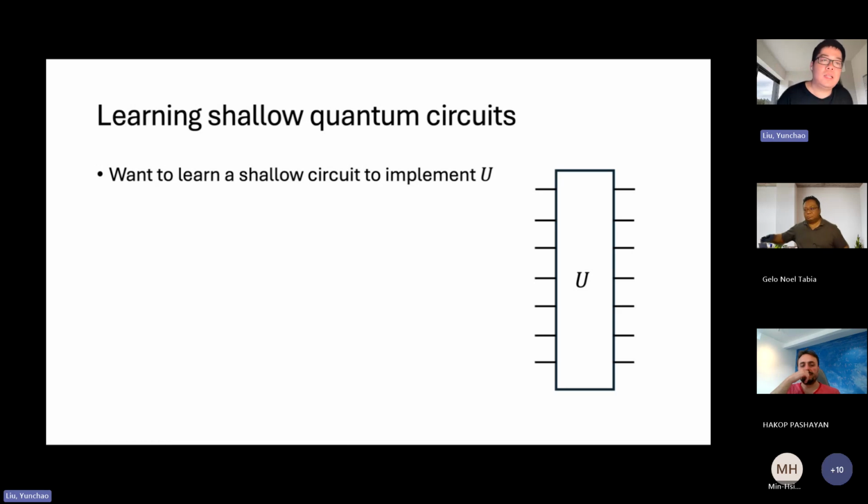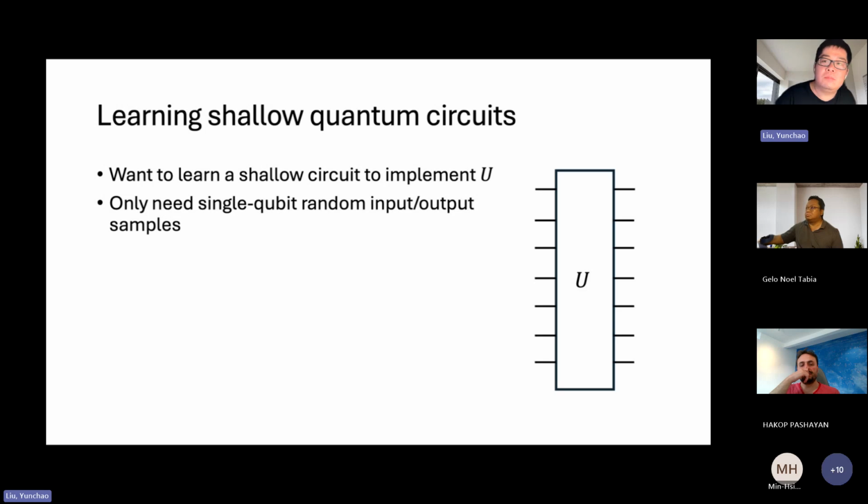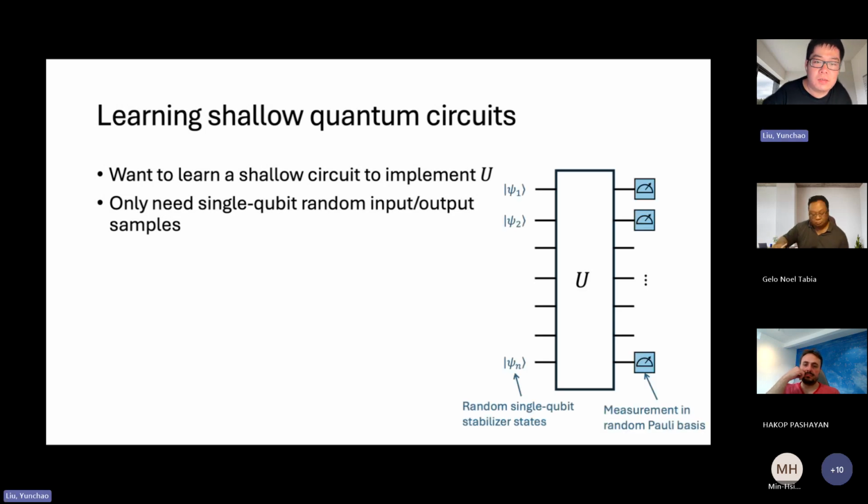The experiments that we need to perform are all very simple. We only need single qubit random input and output samples. More specifically, all we need to do is to prepare some random single qubit stabilizer states and send them into the black box. Then we measure the output states in a random Pauli basis. This is also known as the classical shadows for quantum circuits. Using this information, we can efficiently reconstruct all the local interactions of this black box.